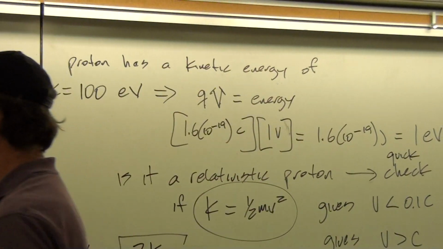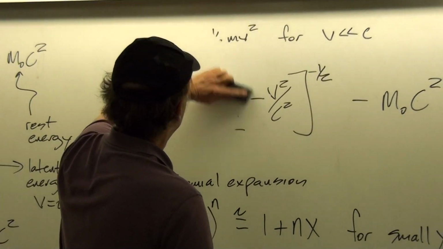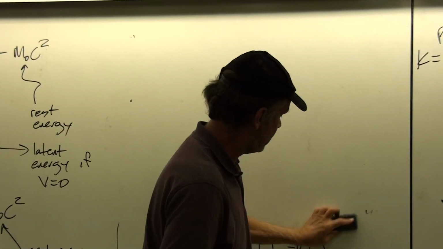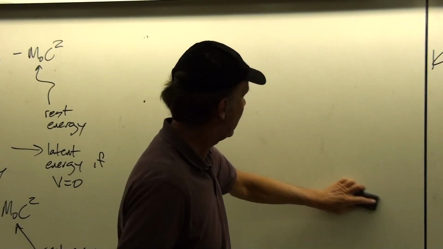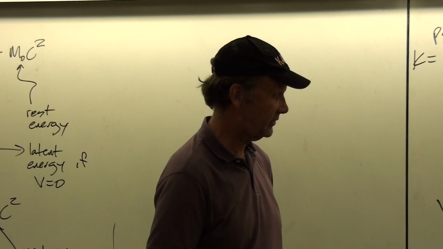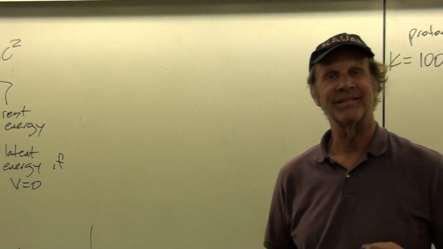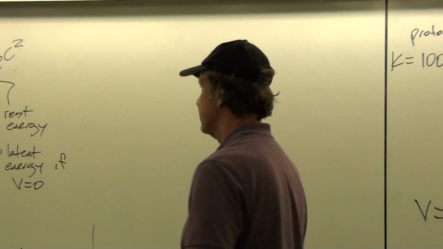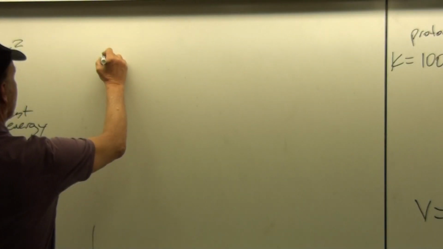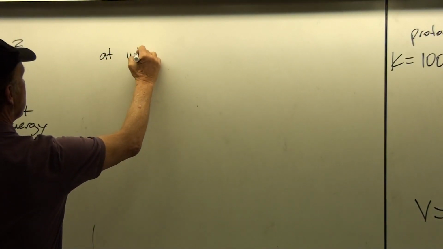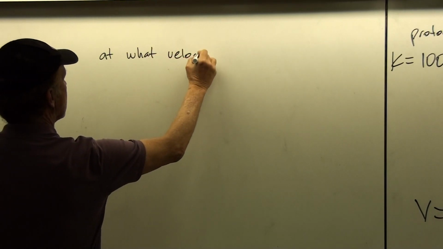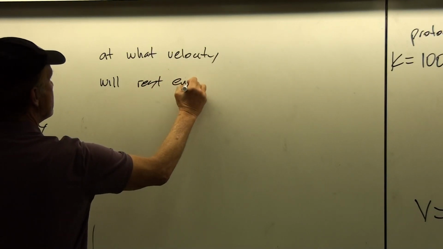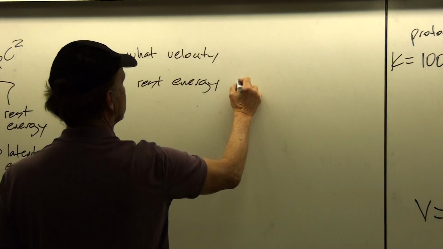Another thing that I'd like to take a look at now is at what velocity, I should say, we're going to get relativistic, because we know that if we get up to like 70, 80% the speed of light, then the relativistic effects start getting big. And so let's ask in this question, at what speed will the rest energy equal the kinetic energy?